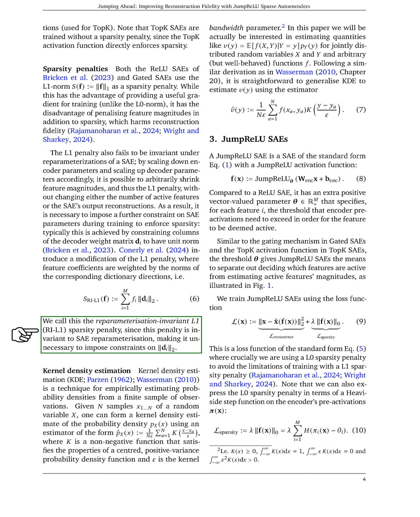reparameterization. We also explore kernel density estimation, KDE, a method for estimating probability densities from a finite set of observations. Given a number of samples from a random variable, we can create a kernel density estimate of the probability density function. In our work, we are particularly interested in estimating quantities related to jointly distributed random variables and well-behaved functions. Moving on to JumpReLU SAEs, these are standard SAEs that incorporate a JumpReLU activation function.